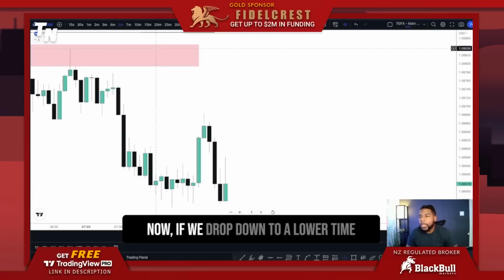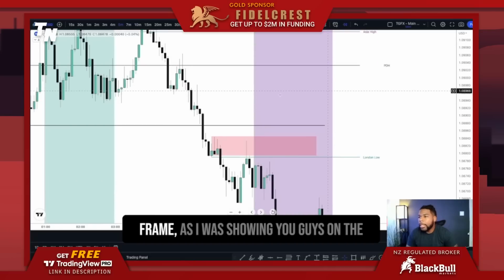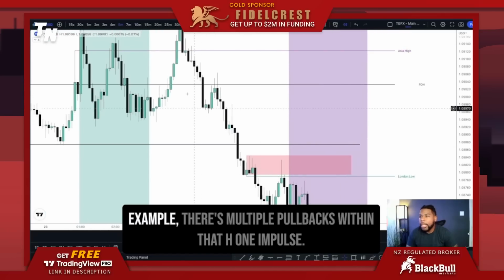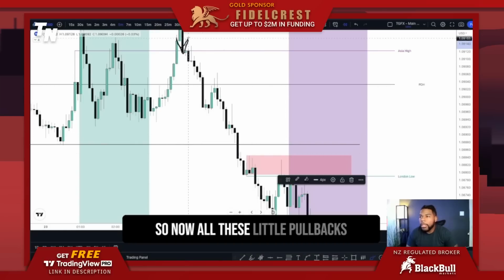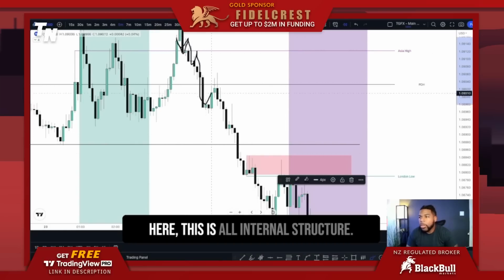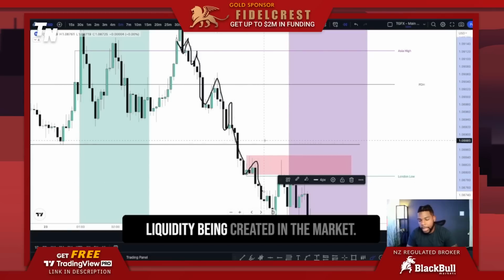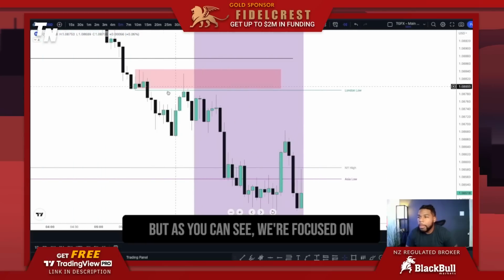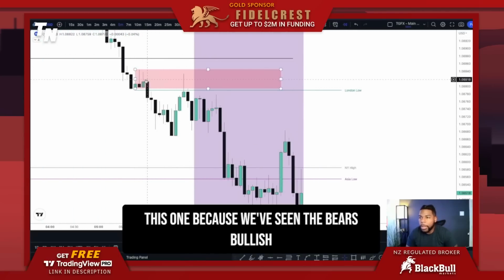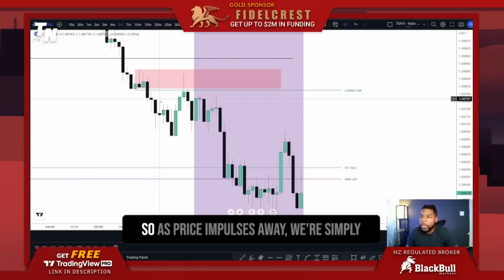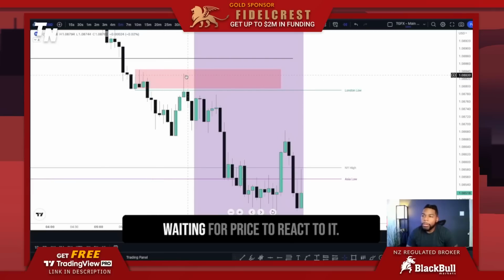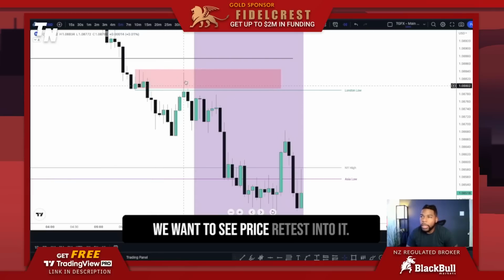Now, if we drop down to a lower time frame, as I was showing you guys in the example, there are multiple pullbacks within that H1 impulse. So all these little pullbacks here, this is all internal structure. These are all little levels of liquidity being created in the market. But as you can see, we're focused on this one because we've seen the bearish, bullish order block on the higher time frame. So as price impulsed away, we're simply waiting for price to react to it. We want to see price retest into it.